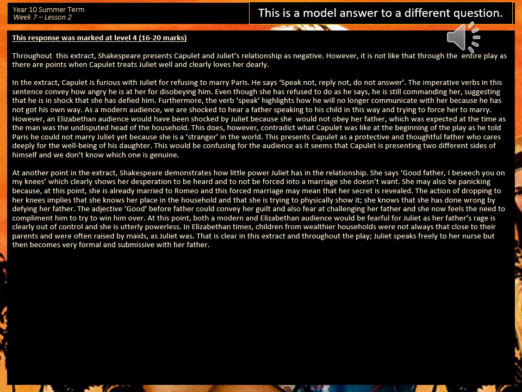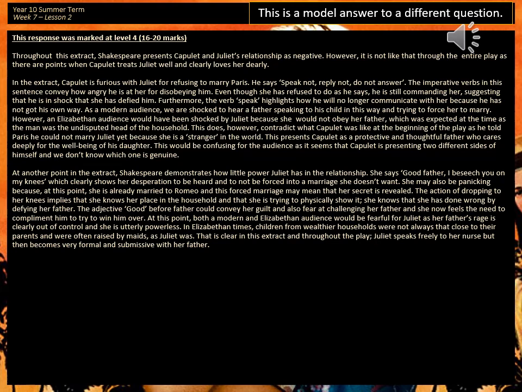The action of dropping to her knees implies that she knows her place in the household and she is trying to physically show it. She knows that she has done wrong by defying her father. The adjective good before father could convey her guilt and also fear at challenging her father, and she now feels the need to compliment him to try and win him over. At this point, both a modern and Elizabethan audience would be fearful for Juliet, as her father's rage is clearly out of control and she is utterly powerless.